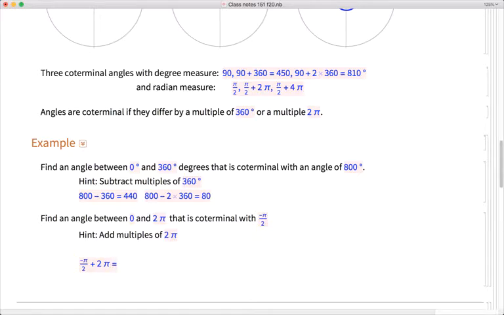This would be minus pi over 2 plus 4 pi over, oh shoot, so it looks like 3 pi over 2. 3/2 pi, so it's between these two numbers.